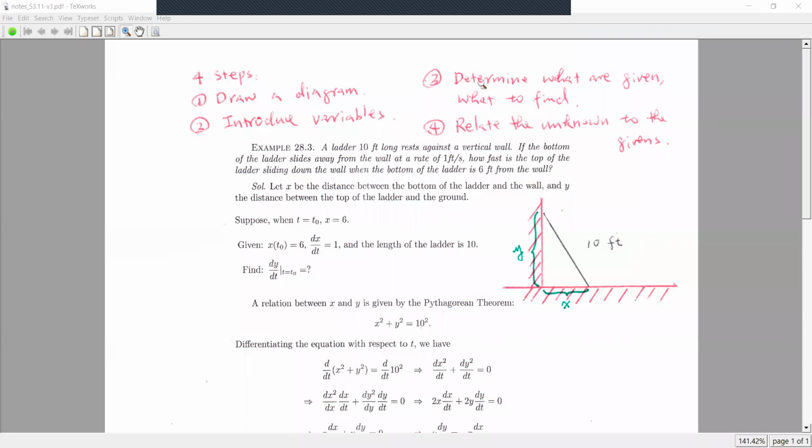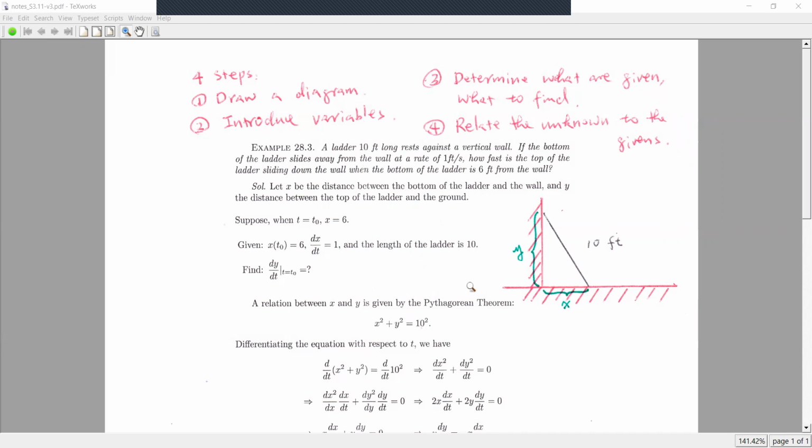Step 3. Determine what is given and what to find. The bottom of the ladder slides away from the wall at a rate of 1 foot per second. 1 foot per second is the rate of the change of this distance. This distance is denoted by x. So 1 foot per second is the rate of the change of x.